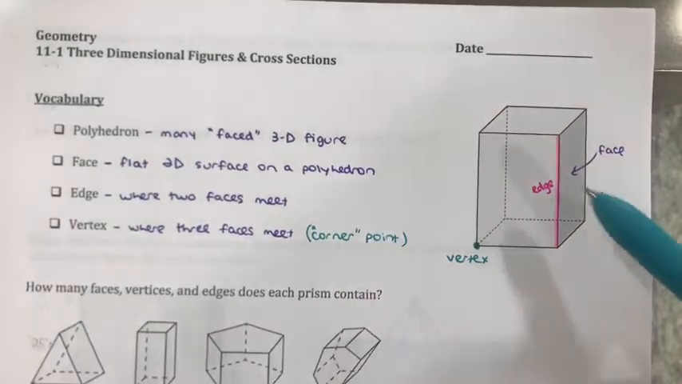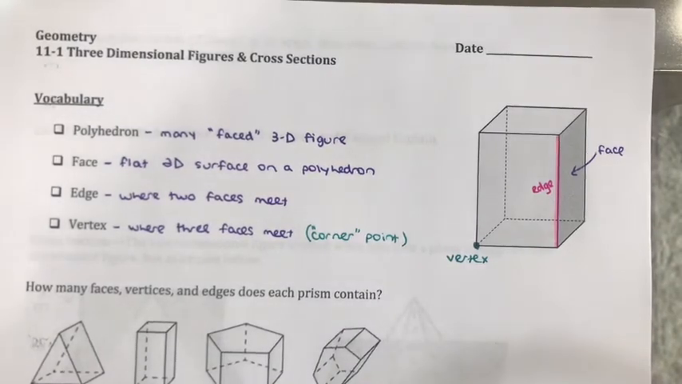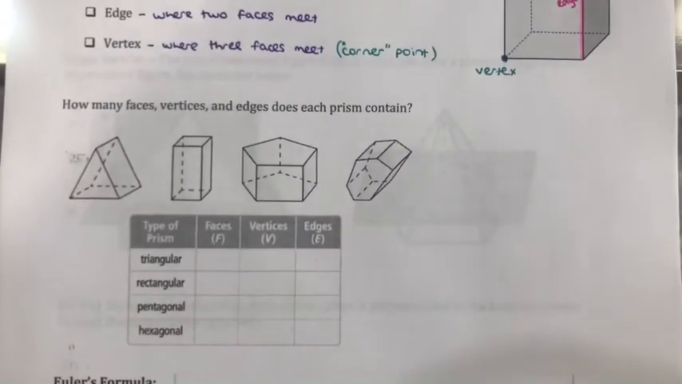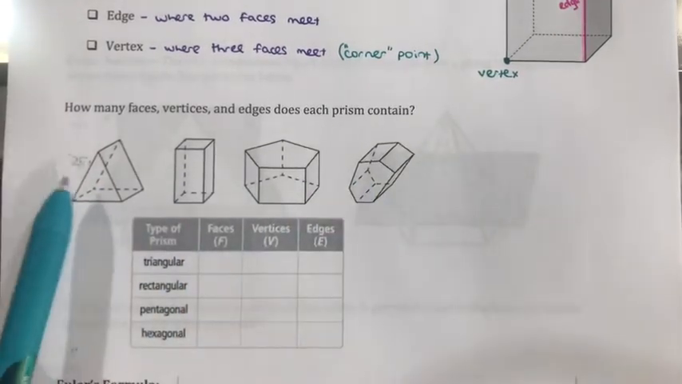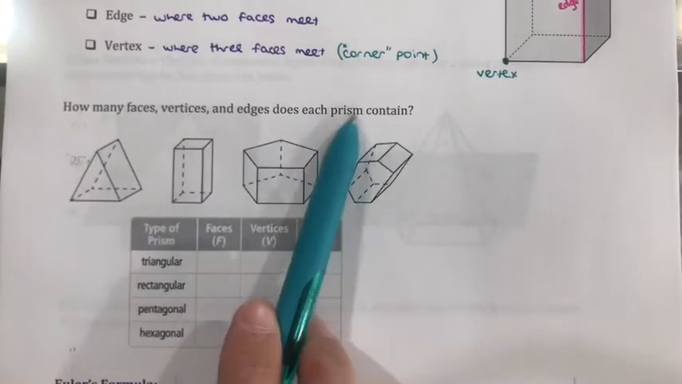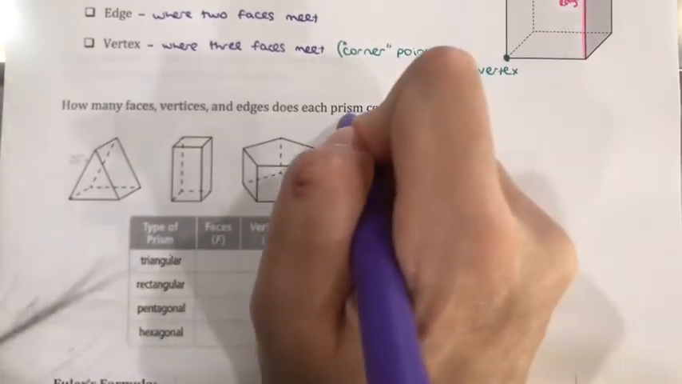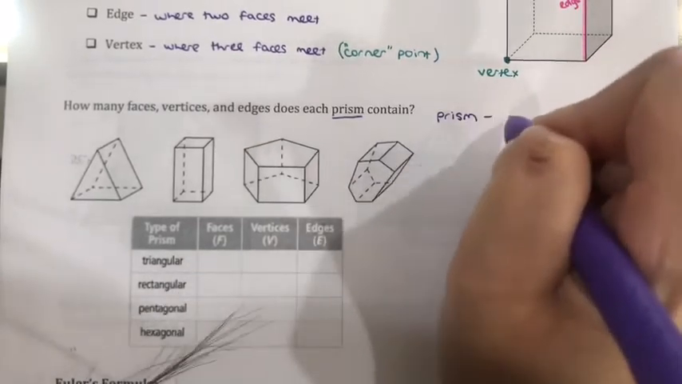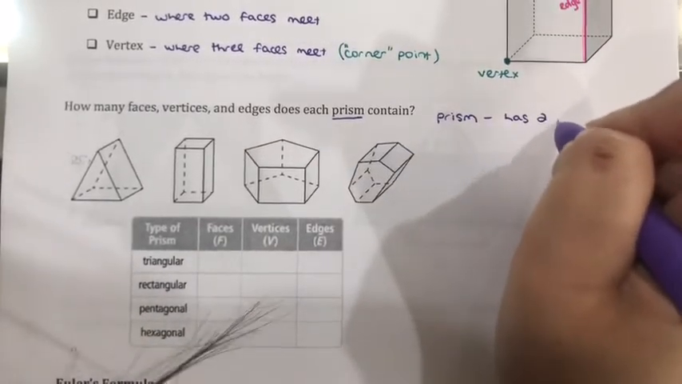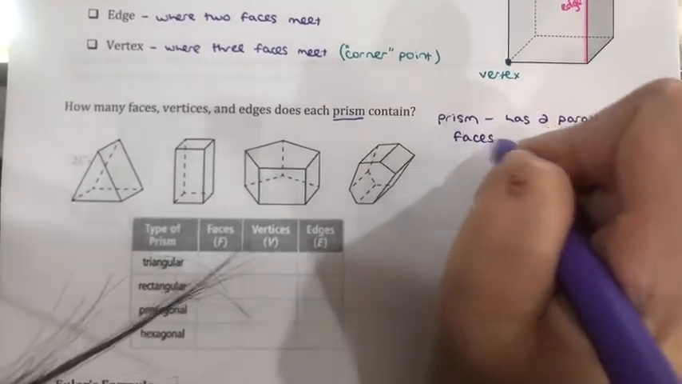So if we're looking at this particular figure, we can count the number of faces, the number of vertices, and the number of edges. And actually, I'm going to have you guys do that for this first example. So we've got three different types of figures. This is a triangular prism. We'll give a quick definition right now. So a prism has two parallel faces called the bases.